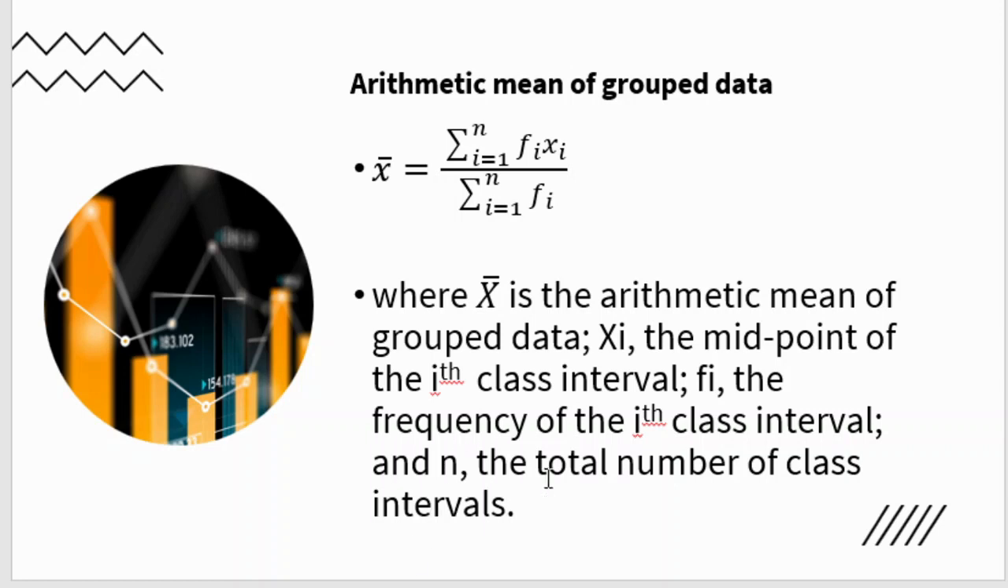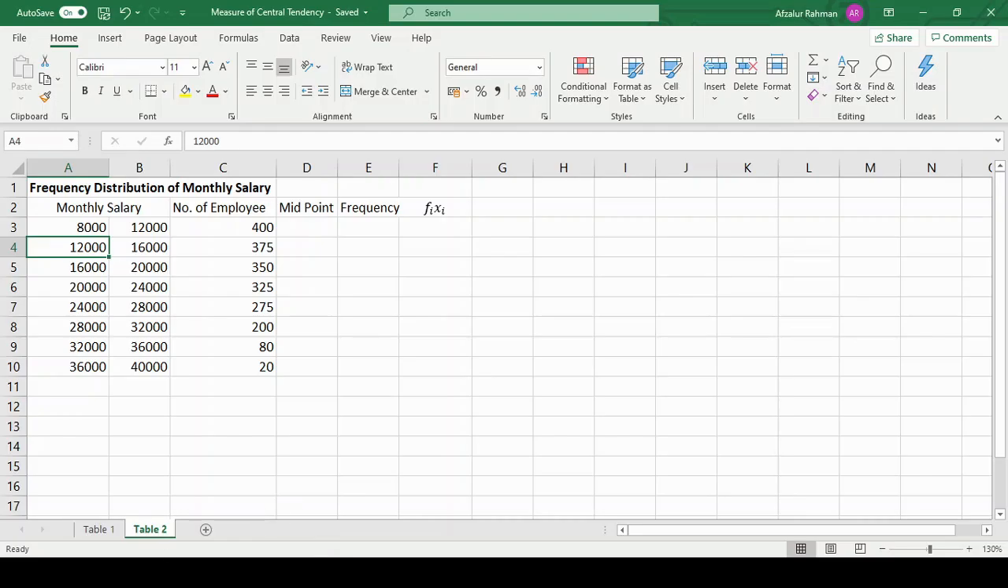Here is the formula for calculation of arithmetic mean of the group data. So before discussing all these formulas, let me show you exactly what is the group data and how we will calculate the mean in case of group data. So here is the group data. What are the groups? 8,000 to 12,000 is a group. This is the salary group that started from 8,000 and ends less than 12,000.